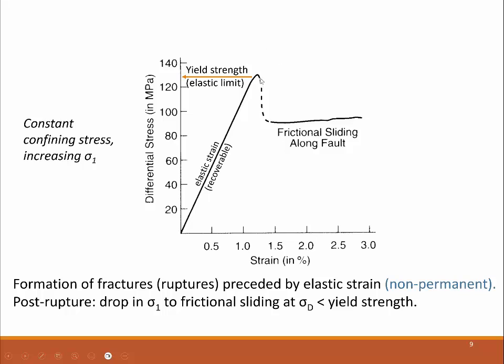Then we see, if further shortening takes place, a rupture point. This would be the point when the fracture actually is formed. After the rupture point, we see a significant drop in differential stress to the frictional sliding level along the now existing fault, the created fault.